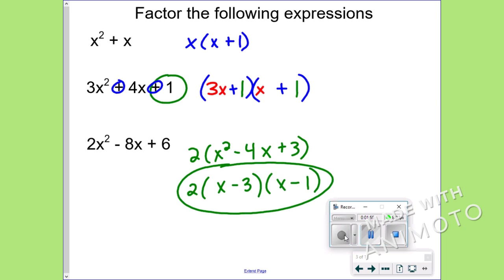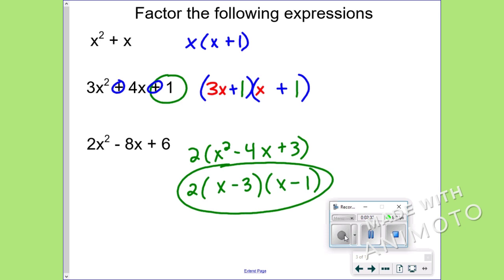The correct answer for that is 2 times x minus 3 times x minus 1. If you got it, you can skip ahead. If you missed it, listen to the following. So you have a greatest common factor of 2, so we need to factor that out. So we do that, and then when we divide everything by 2, we are left with 2 times parentheses x squared minus 4x plus 3. So then what's inside the parentheses is a quadratic, which means it could potentially be factored further. So we have to factor that further.